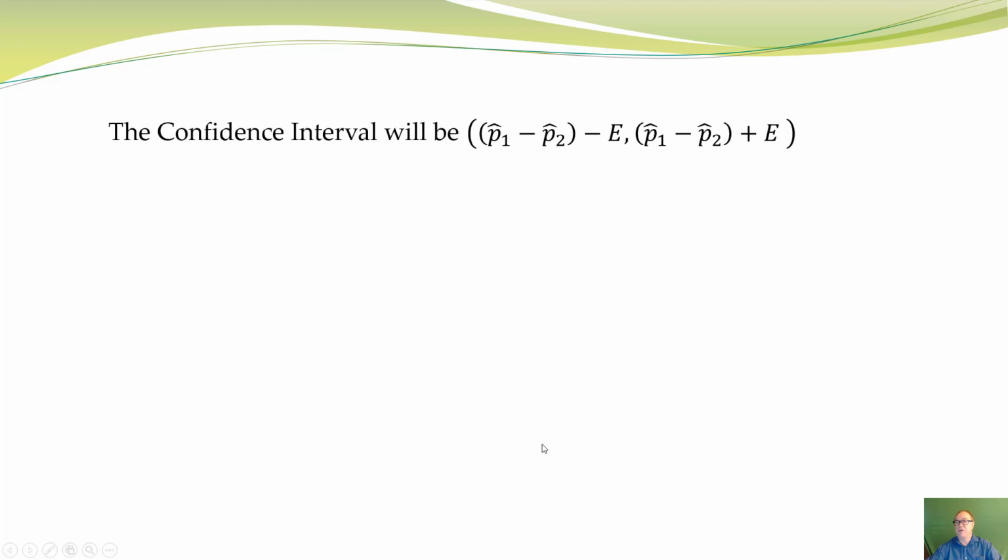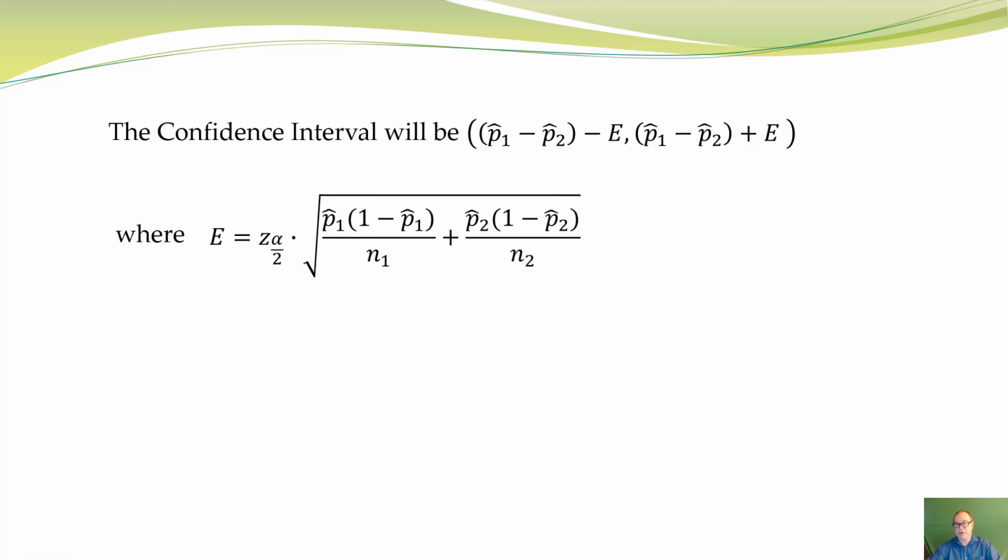Now, the confidence interval this time, remember in the past, chapter 10, it was p hat minus E, p hat plus E. But since we have two samples, it's p hat 1 minus p hat 2 minus E. And it's also p hat 1 minus p hat 2, that quantity, plus E.